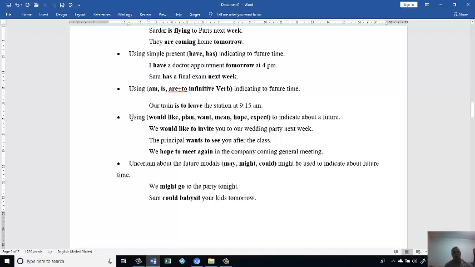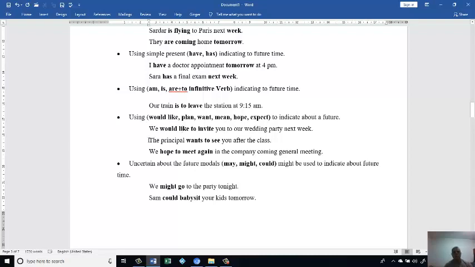Sometimes we could use would like, plan, want, mean, hope, expect to indicate the future. For example, we would like to invite you to our wedding party next week. The important thing with the future is that we have to have the adverb of time tell me when it happens. For example, this is my "would," then we have "like," that's the root of the verb, then we have the infinitive.